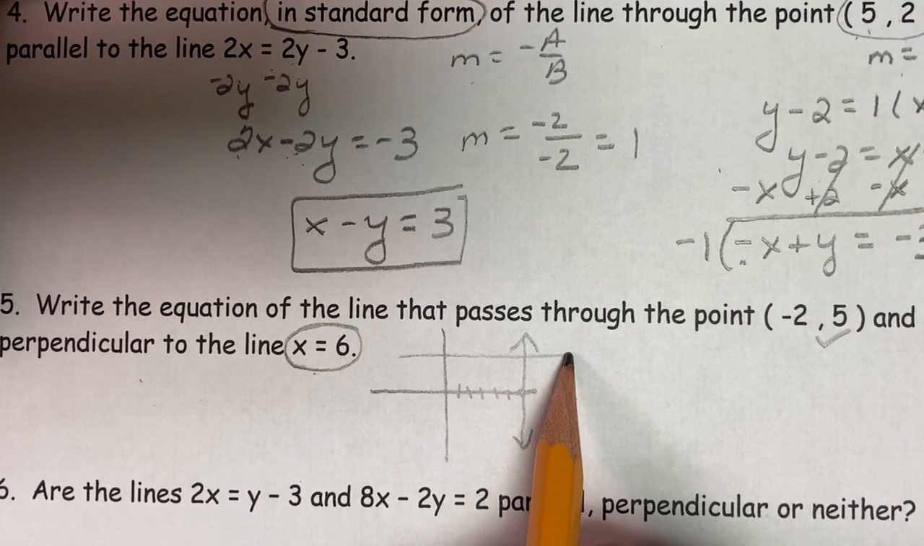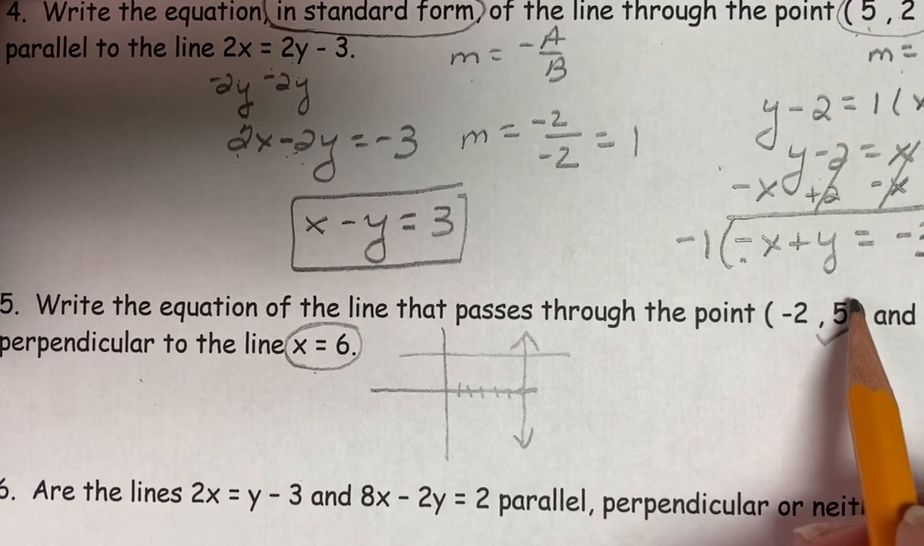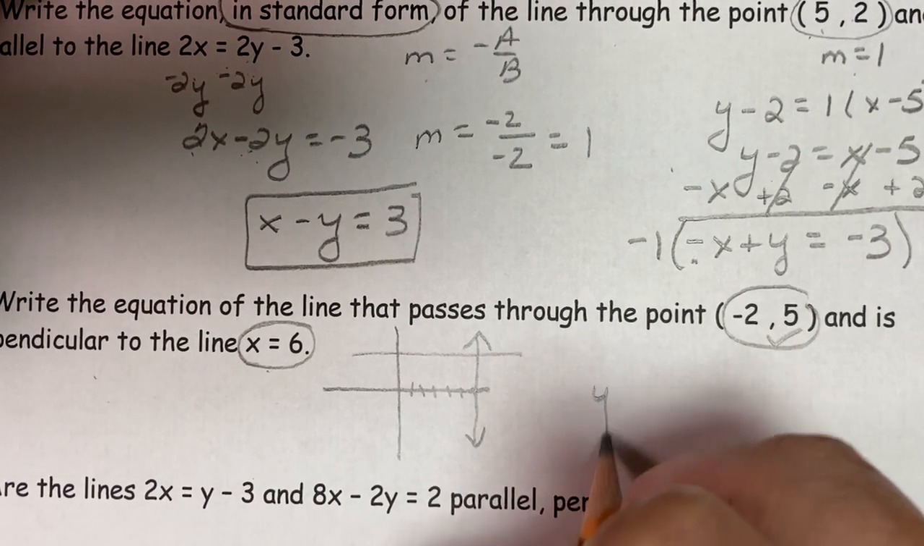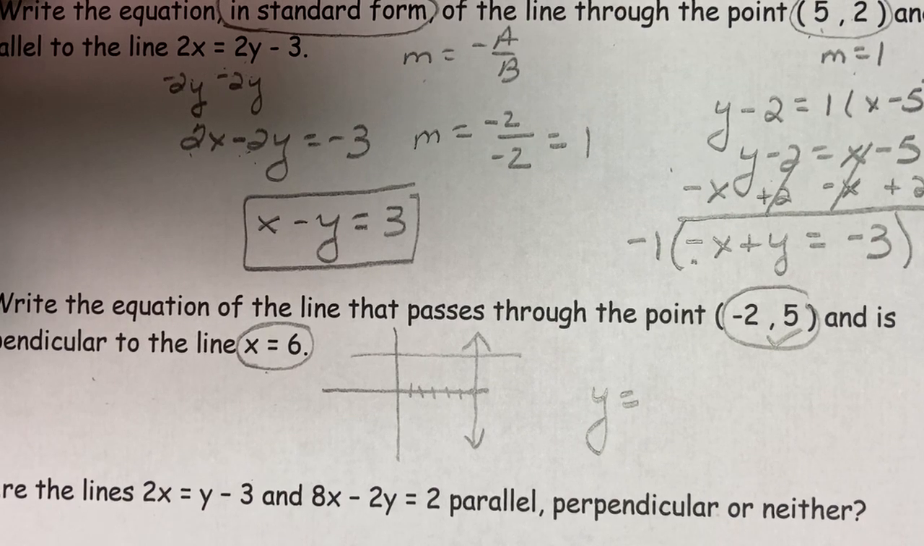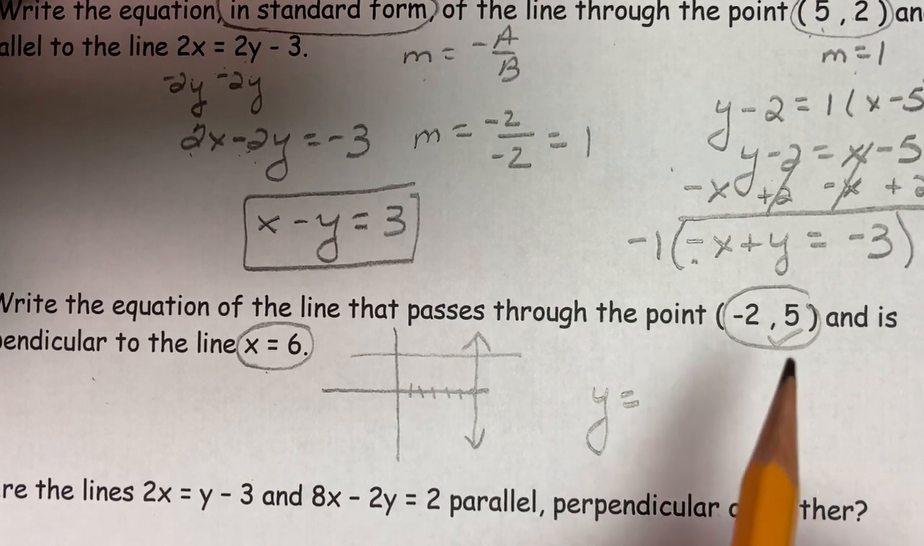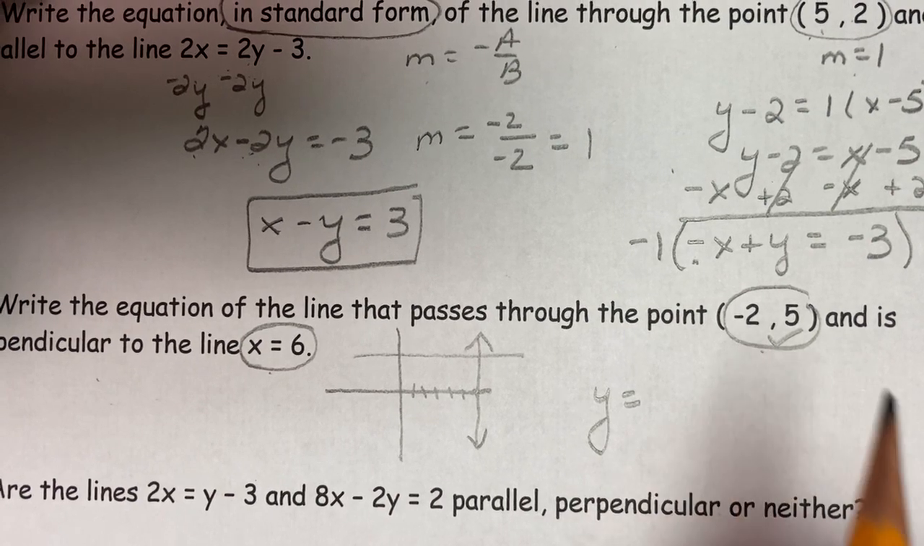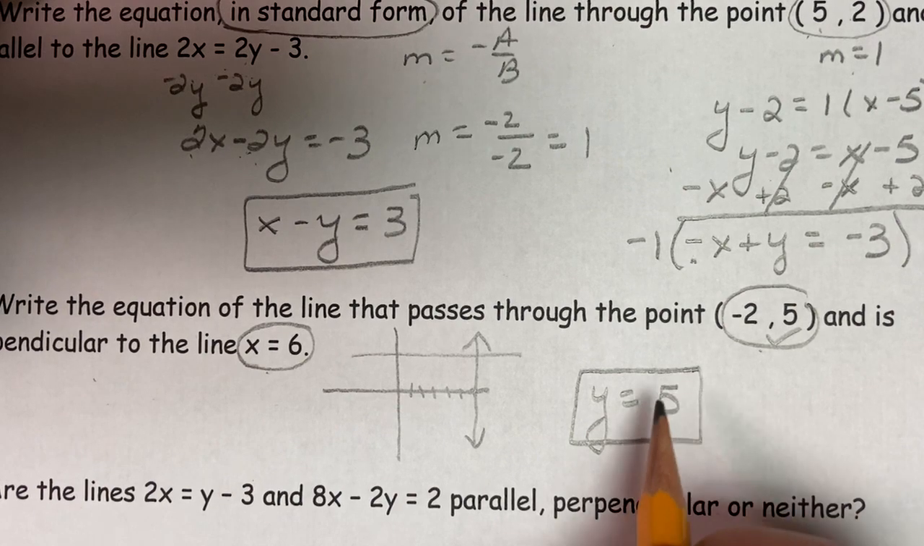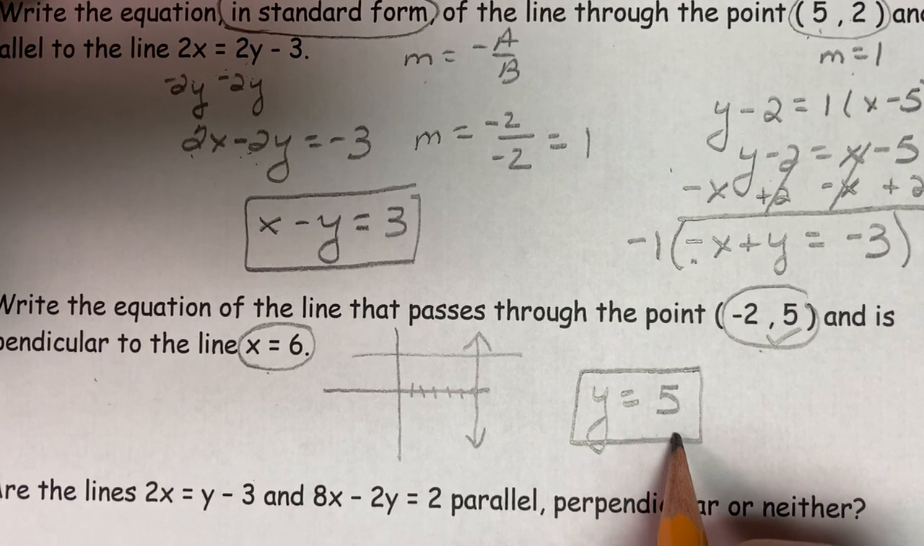So I need the equation of a horizontal line that passes through this point, -2, 5. Well, remember, what does the equation of a horizontal line look like? It looks like y equals. It's not x equals, it's y equals. Look at my point. What does y equal? Y is equal to 5. Because remember, for a horizontal line, the y will always be equal to whatever the y of the point is. So in this case, no matter what point we have on a horizontal line, the y coordinate will always be 5.